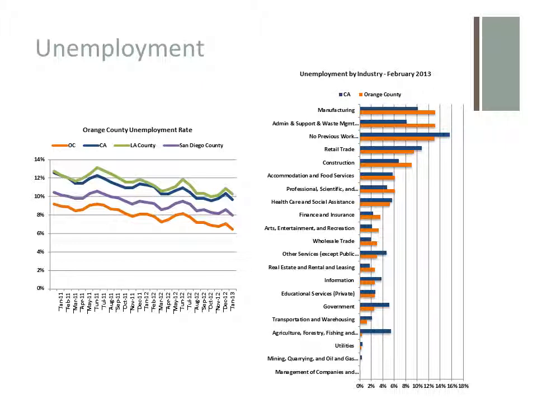Here we have some unemployment data. Orange County unemployment rates on the left in orange, much lower than the other counties shown and the state of California. And on the right is unemployment by industry. So the orange bars for Orange County, the highest rate of unemployment is in manufacturing. Next, admin and support and waste management. You can see that chart, and more analysis of these things is provided in the plan.